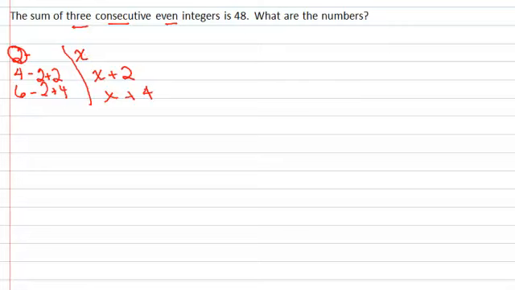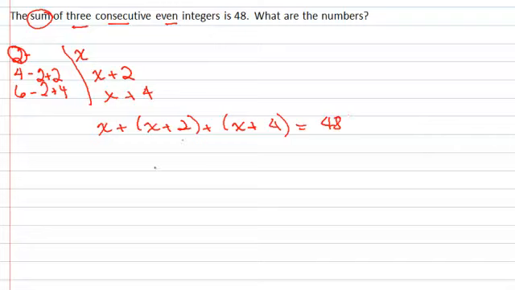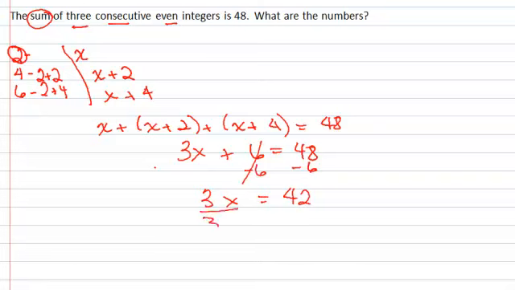It says their sum is 48, so I just add them. And then it says what are the numbers. So now at this point all I have to do again is simplify each side. So 3x, and I'm going to do this pretty quickly. 3x plus 6 is equal to 48. And then divide by 3.